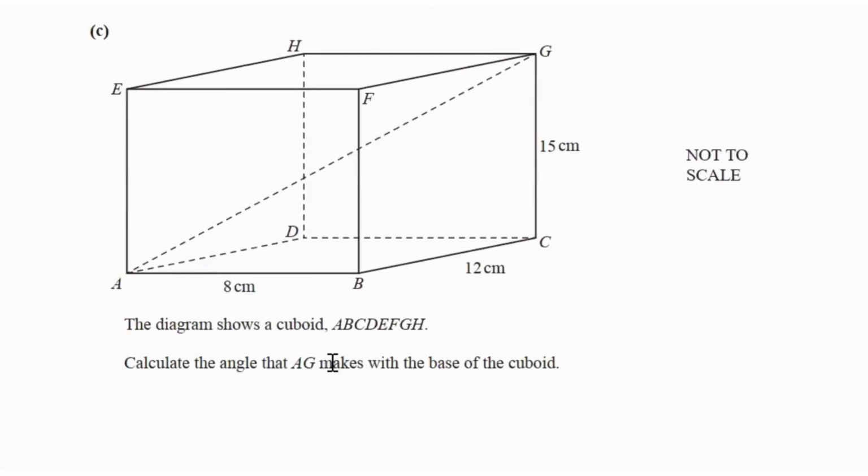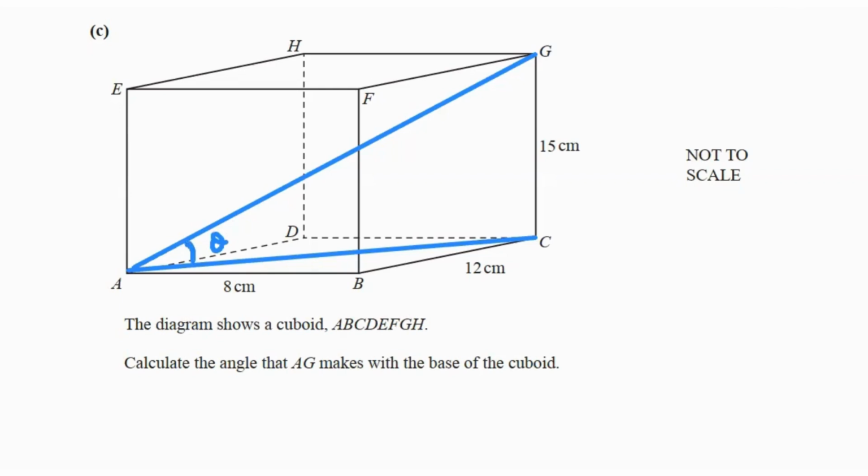Next part is: the diagram shows a cuboid ABCDEFGH. Calculate the angle that AG makes with the base of the cuboid. So AG makes an angle with the base of the cuboid. So this is the angle that we're trying to find.